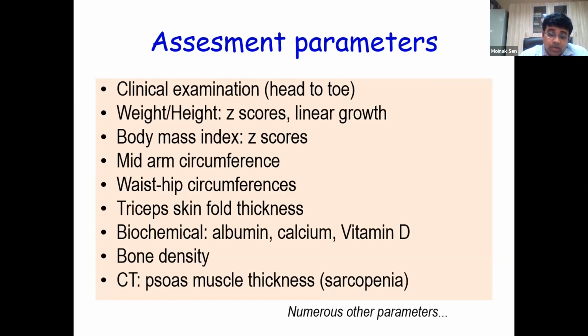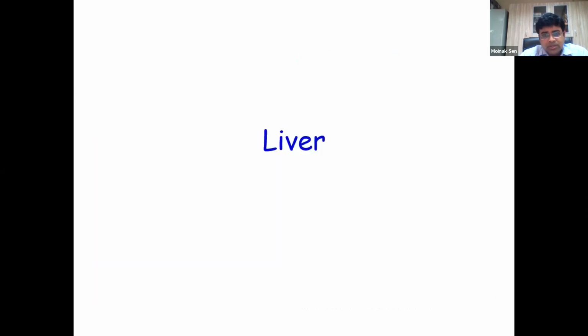And now they are also looking at the psoas muscle on CT. They look at the thickness of the same. There are so many other nutritional parameters, but we won't go into the details. Now let's look at some liver diseases.